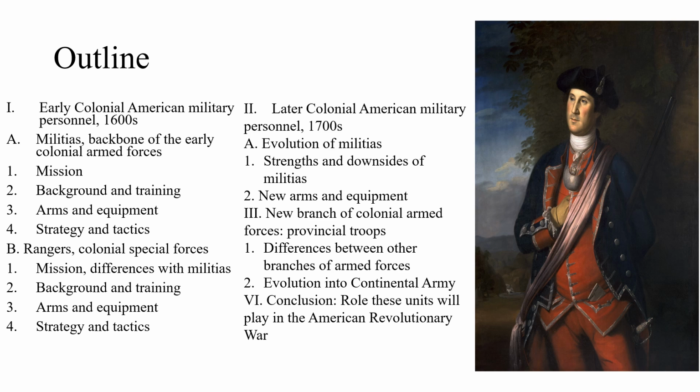In this video we're going to discuss the American soldier, or rather the Anglo-American soldier from the early 1600s, when the first English colonies were founded in the Americas, to the years preceding the American Revolutionary War, about the 1760s. We'll discuss three different classes of troops: militiamen, rangers, and eventually provincial troops. We'll talk about these types of soldiers' missions, their background and their training, and their arms and their equipment. We'll also provide some additional background information about the wars that were fought in colonial America.